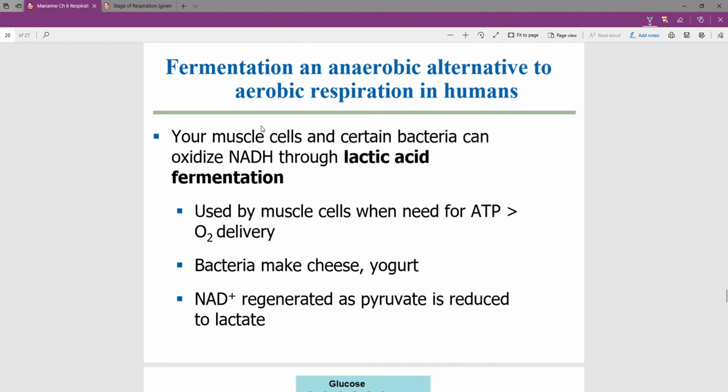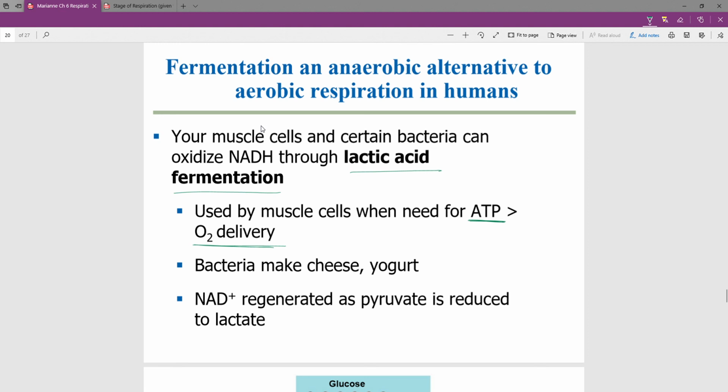So what happens when we don't have oxygen? What happens when we don't have oxygen is lactic acid fermentation. So we talked about how regularly we're talking about cellular respiration, and it is an aerobic process, but we have options. So if your cells are short on energy, so the need for ATP is greater than the amount of oxygen that can be delivered, then muscle cells are going to switch into lactic acid fermentation. It's a way of still getting some ATP to keep the cells working.